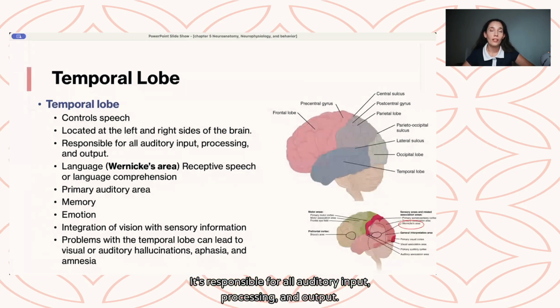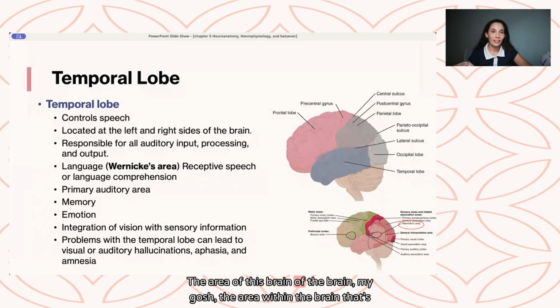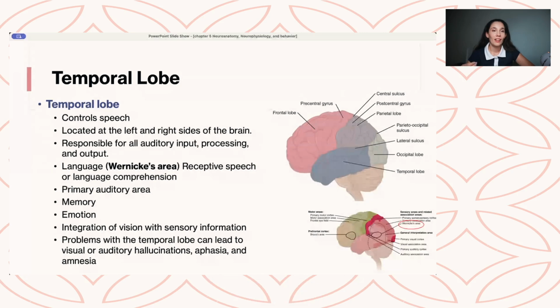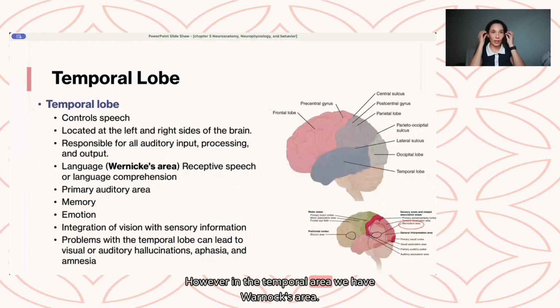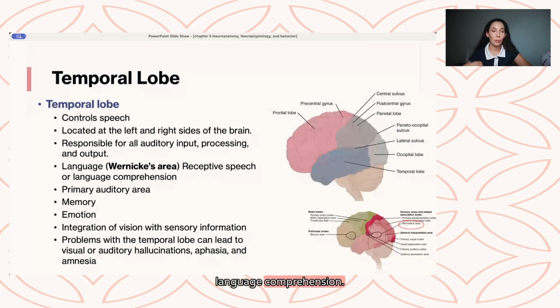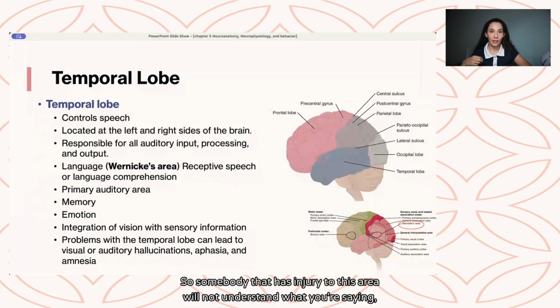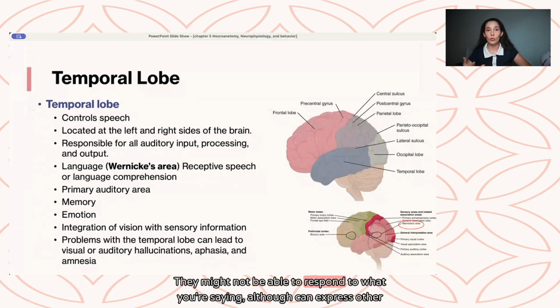Now, when we say it controls speech, the area within the brain that's important to note in the temporal lobe is called Wernicke's area. So we talked about in the frontal lobe, we have Broca's, which if there's damage to that, then you have difficulty expressing speech. However, in the temporal area, we have Wernicke's area. And if there's injury to this, we have difficulty with receptive speech or language comprehension. So somebody that has injury to this area will not understand what you're saying, but yet they'll still be able to speak. So they might be speaking nonsense. They might not be able to respond to what you're saying, although they can express other things. So just take note of that.